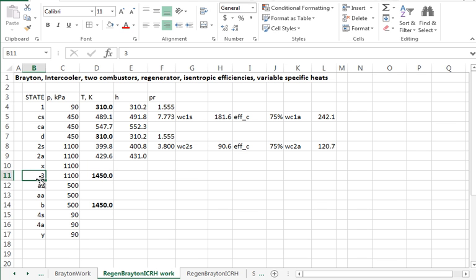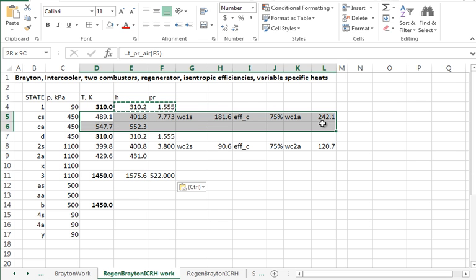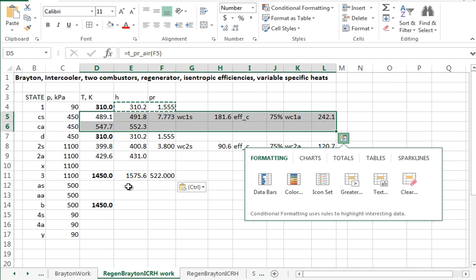True? So at state 3, I know the temperature. Hey, I can do the enthalpy and the pressure ratio, the PR. Okay, and then I can say, oh, it's going to go from state 3 to state A through that turbine, and I'll do isentropic. Now I'm going to just do this for efficiency purposes. I'm just going to copy this formula down, or maybe I should just do it the long way.